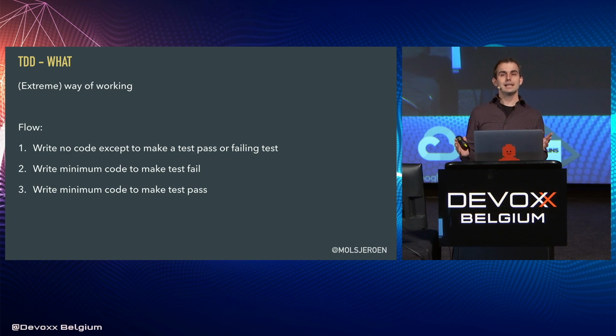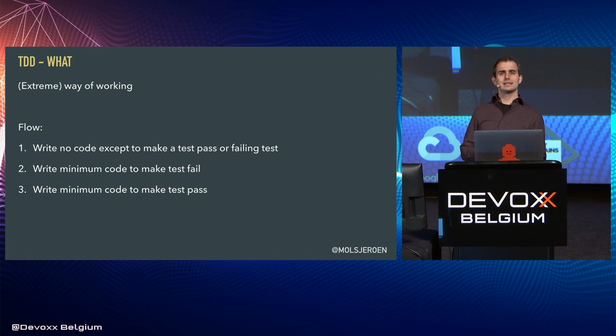So what is TDD actually? It's an extreme way of working. And I say extreme because it really requires a lot of patience, a lot of persistence to force yourself to work according to a fixed principle and a fixed set of rules. Those rules are actually quite simple. You shouldn't write any code except if you write it to make a test pass or to create a new failing test. And if you write code to make a new failing test, you should write the bare minimum amount of code to get to the next failure. And if you fix a failing test, you should do the same.